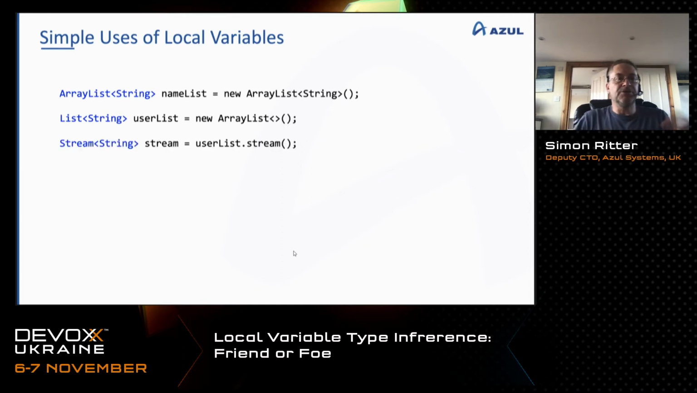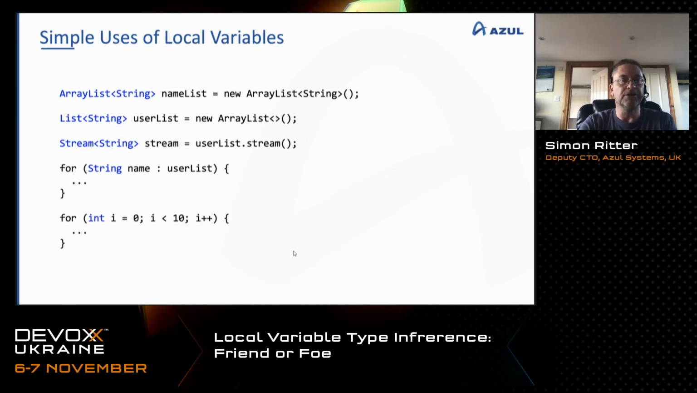And obviously, if we do something like taking a stream from our user list, then because it's a generic class, we have to define the type of the stream that we're going to create. We say stream of type string, stream equals user list.stream. Great. And then we can also use local variables within constructs such as the for loop. And we can say for string name over user list and use the for each syntax. And that will obviously iterate over the user list, retrieving the names and then processing them in some way. And we can also use a local variable in a traditional for loop where we say for int i equals 0, i less than 10, i plus plus.